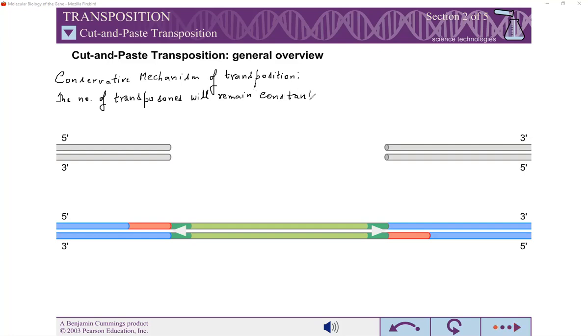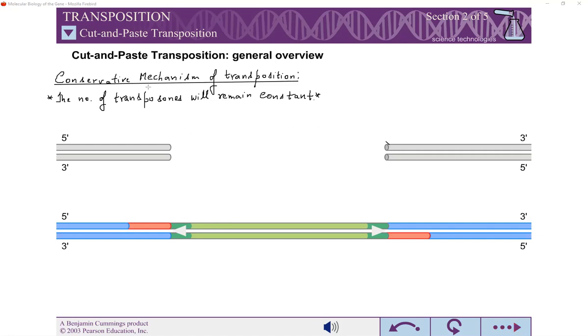Okay, it remains fixed. Then it is referred to as conservative mechanism of transposition. What happens in the case of replicative mechanism of transposition? In the case of replicative mechanism of transposition, the transposons will be moving from one location to the other. That occurs in the case of simple transposons as well as in the case of retrotransposon.